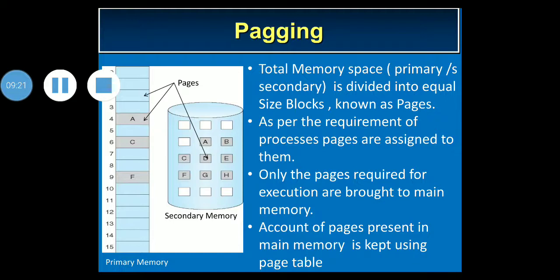Paging. The primary memory is divided into equal size blocks and these blocks are termed as frames. We divide the secondary memory into the same size of blocks and these blocks are termed as pages. As and when we require any process to be executed, the pages corresponding to that process are brought to the primary memory.